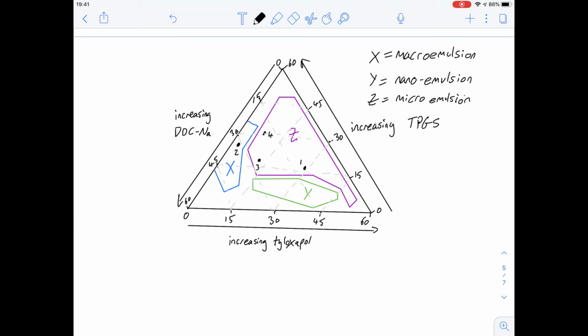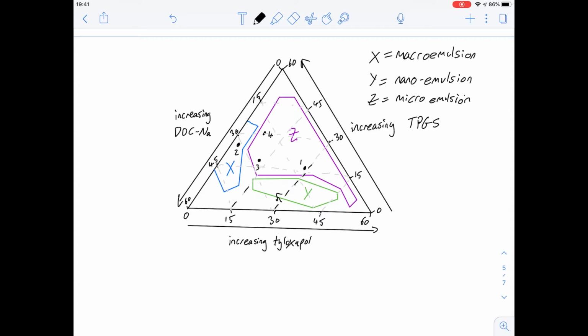Let's look at each of these different components in turn. We'll start off with tioxopol because I think it's the easiest to read. And we can see that there is a line that comes up from that axis near point 1. And we can see that it's going to be on the right hand side of this line, which means it's going to be less than 30% tioxopol.